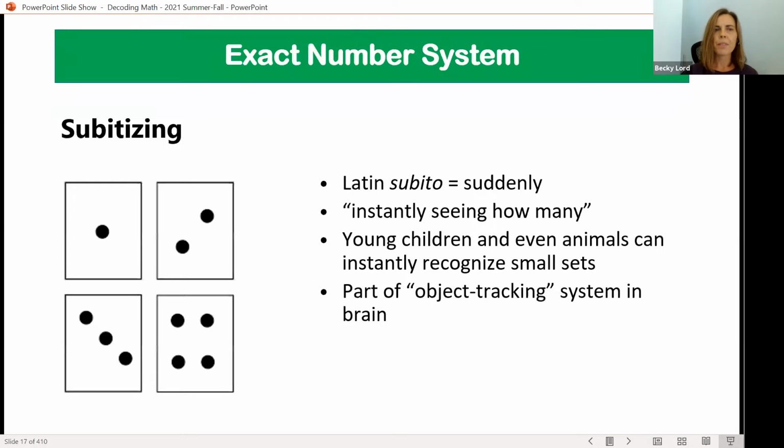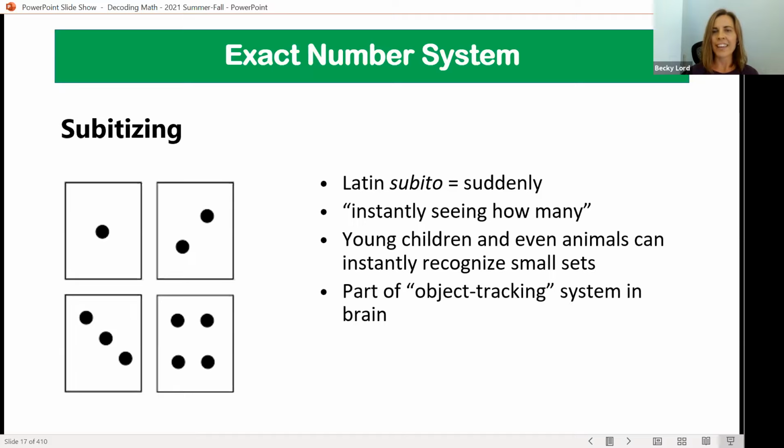So this is called an ability called subitizing or subitizing. You can say either way. So the root of this word is from the Latin subito, which means suddenly. And it's the idea that it means instantly seeing how many. So just seeing it and knowing the number without having to count.